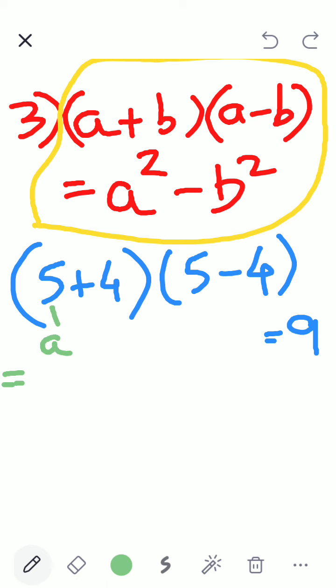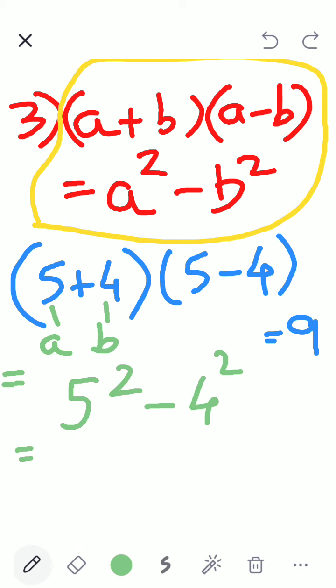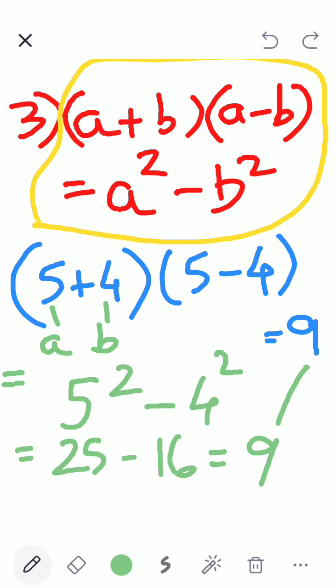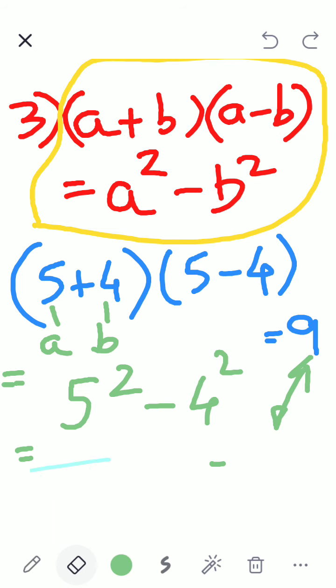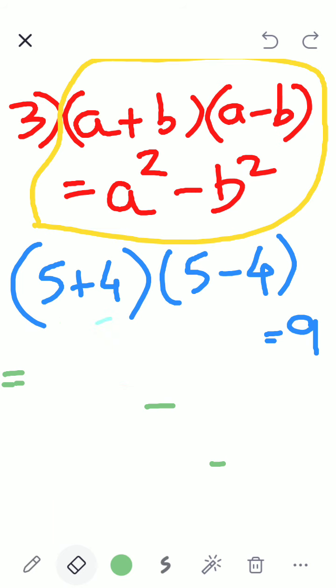Okay, 5 is A, 4 is? Yeah. So now tell me. Simple this is. So what is A? Very good. 5 square minus. What is 5 square? What is 4 square? What is the answer? 25 minus 16? Same. Clear? Very good.